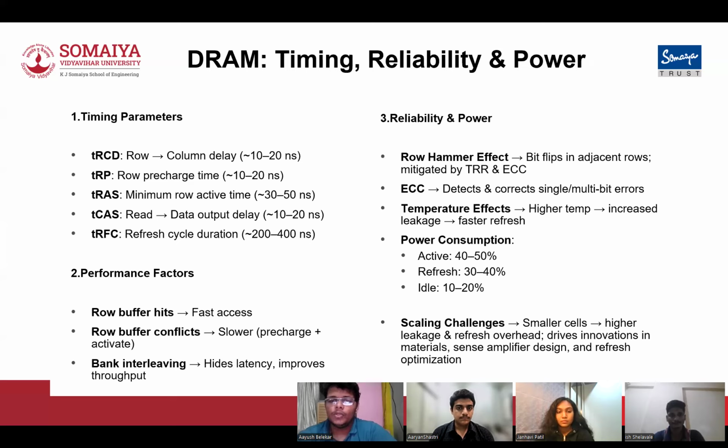Finally, DRAM performance depends on timing, reliability, and power. Delays like tRCD, tRP, and tCAS define access time. Row buffer hits are fast, while conflicts are slower. Reliability issues like the row hammer effect are handled by ECC, and higher temperatures increase leakage, requiring faster refresh. Power use is roughly 40 to 50% active, 30 to 40% refresh, and 10 to 20% idle. As DRAM scales smaller, leakage rises, pushing innovations in materials and designs.